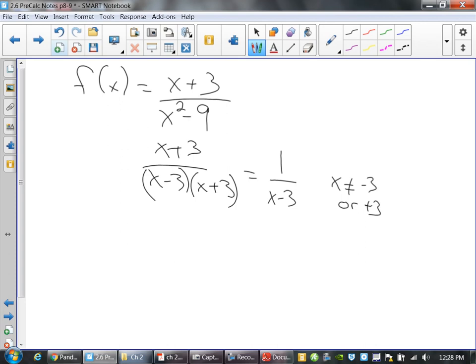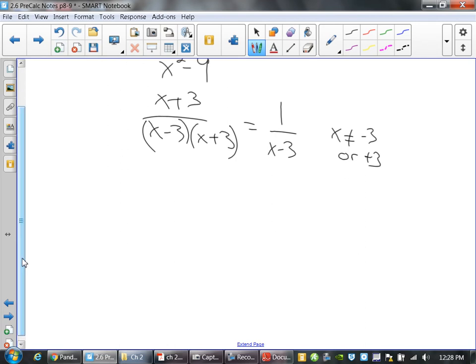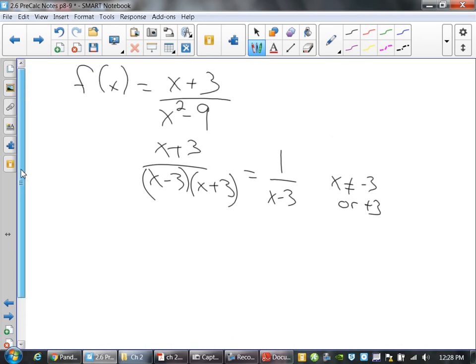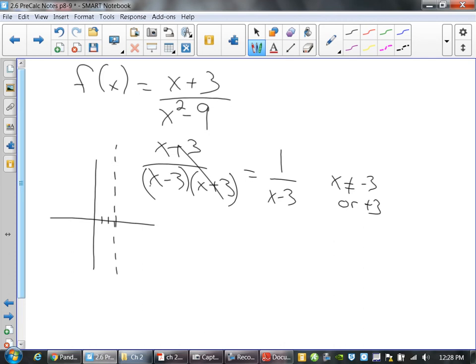Wait, why can't it equal negative 3? That's our hole, because it simplified itself out. Okay, well, why can't it equal positive 3? Because that's the 0 then. So if you remember, when you look at it, you're going to have that vertical asymptote at 3, but somewhere in the curve, you're going to have a hole in the curve somewhere.